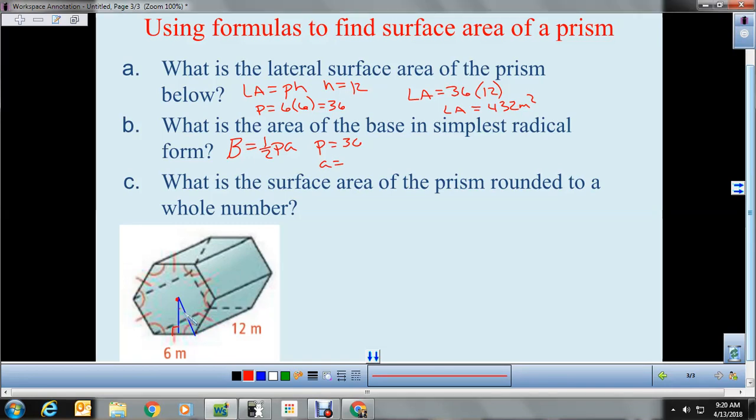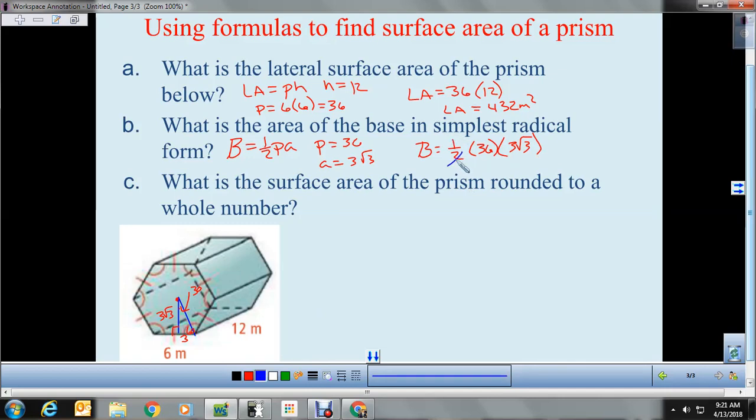Reference angle, so that's going to be our half angle. Central angle is going to be 360 divided by 6, which is 60. Half angle right here is going to be 30. So that gives us a 30, 60, 90 right triangle. Now, if we know this side is 6, that means this half length is 3, which means the apothem is going to be 3 radical 3. So the apothem is 3 radical 3. So area of the base is equal to 1/2 of 36 times 3 radical 3.